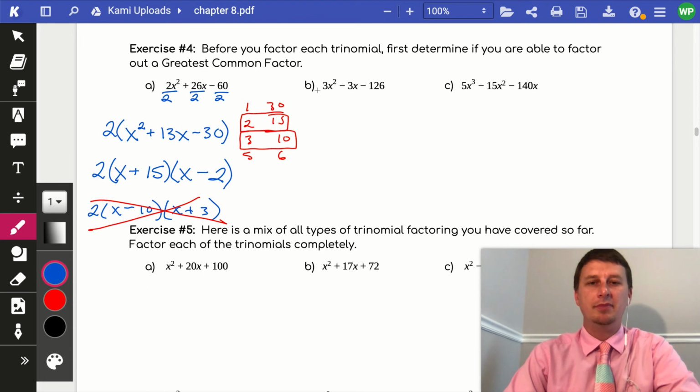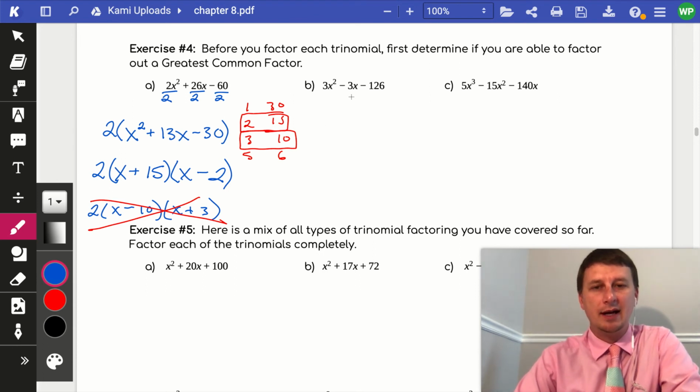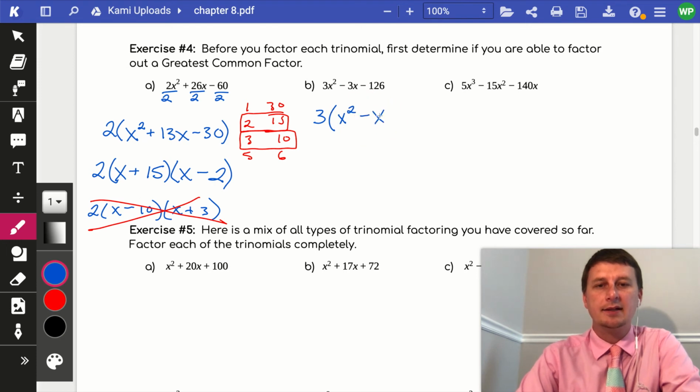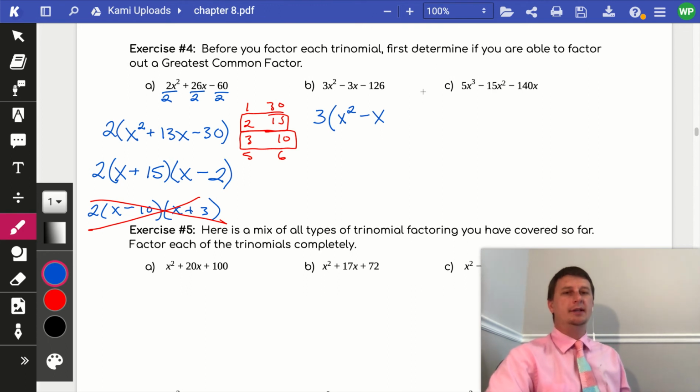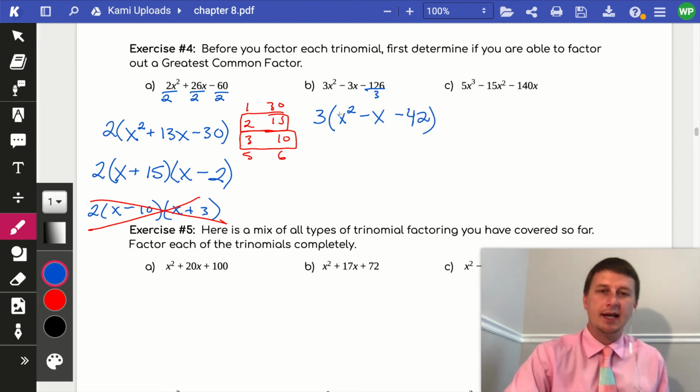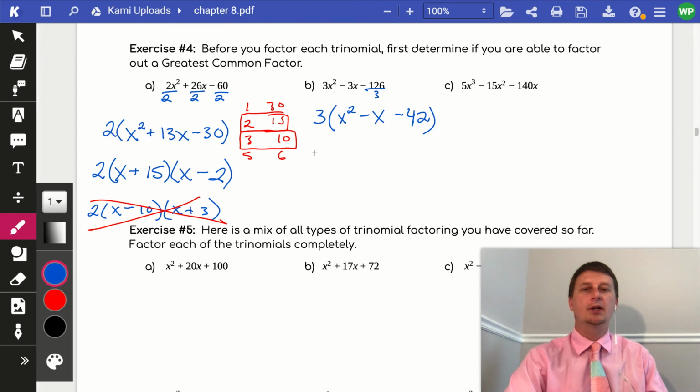Which brings us to part B, where we're looking for a greatest common factor again. And again, you might see that your greatest common factor is going to be 3. And when you factor out the 3, you're left with x squared minus x. And 3 times what is going to give you 126, or 126 divided by 3 is going to give you 42. So what remains inside the parentheses is x squared minus x minus 42.